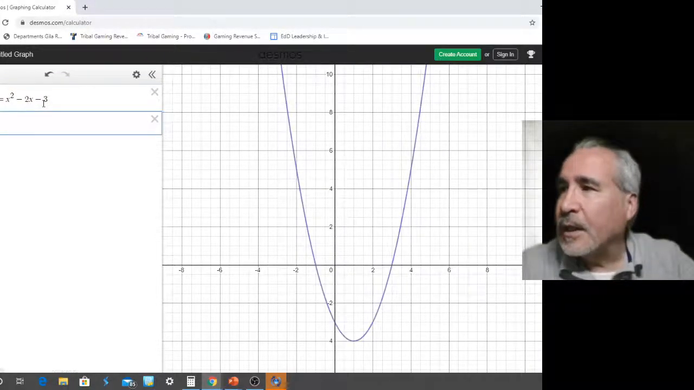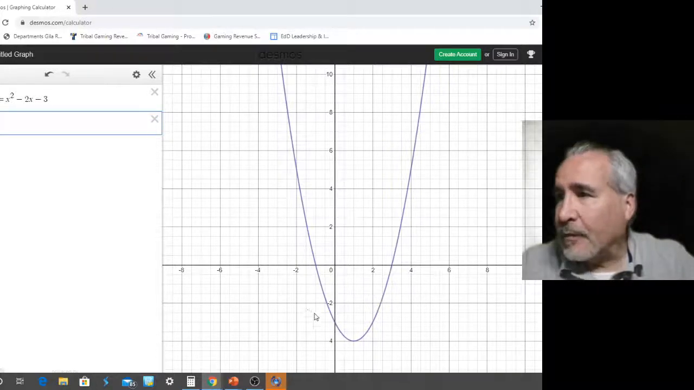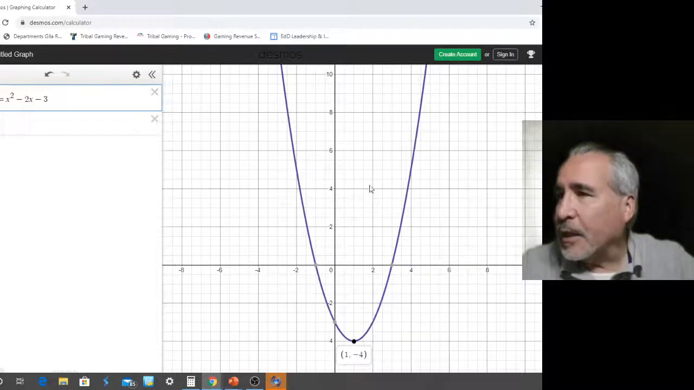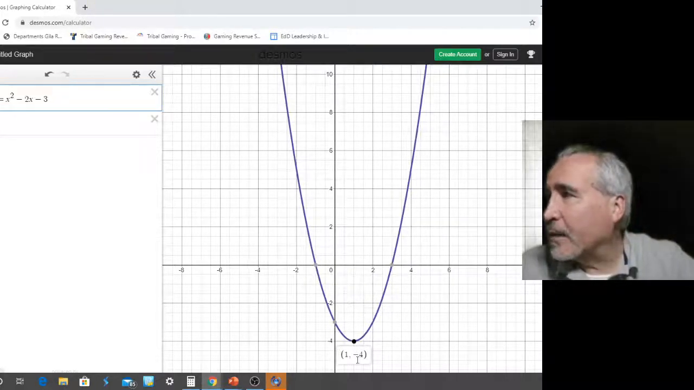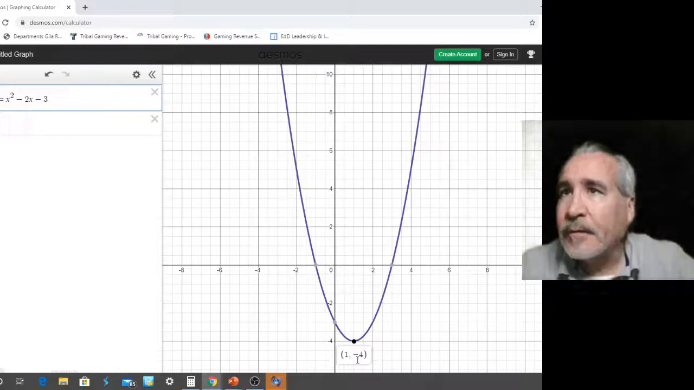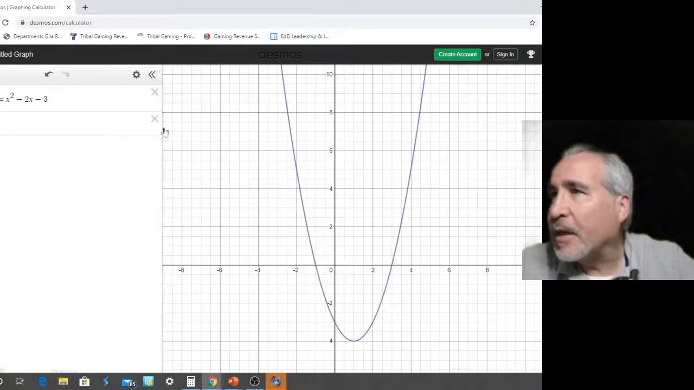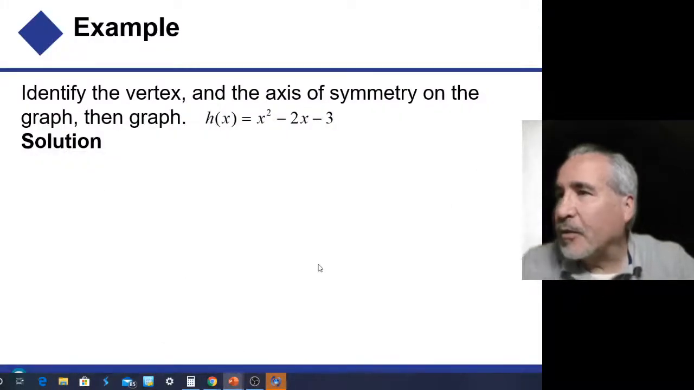There we go. It's at the graph for us. We can just click here on the vertex. The vertex tells us it's at 1, -4, and so we can see this line going right through it here at x equals 1, right? I don't think this thing lets me draw on it. I've got tools I could draw on it.